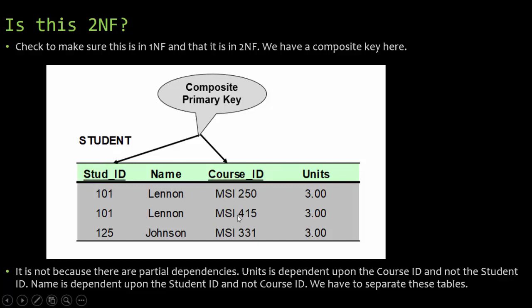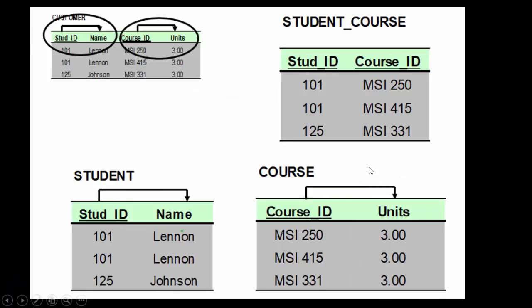This is our original table. We need to keep this information. We can't just get rid of it. We need to do that, and here is how you would do that. You would create 3 separate tables. The first one is a student table.